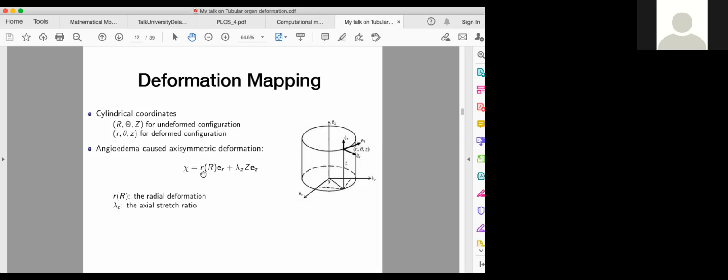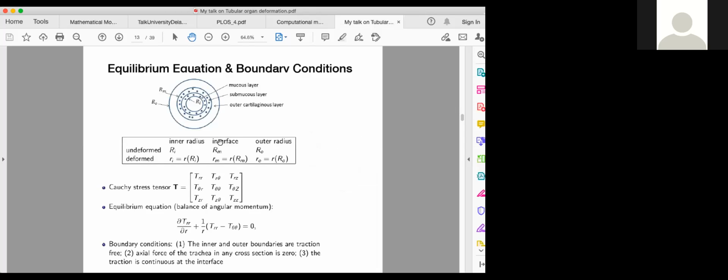And lowercase r of capital R is the radial function. This one depends on the undeformed R location. And lambda_z is the axial stretch ratio. So we use capital R, theta, Z for the undeformed configuration coordinates, and lowercase r, theta, z for the deformed configuration. Then the equilibrium equation and the boundary conditions.